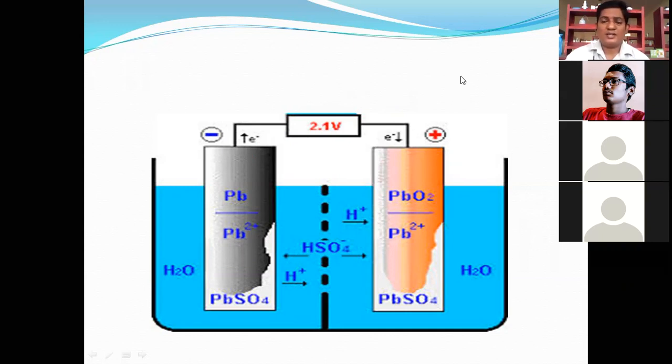When we compare the Leclanche cell with the lead acid battery, lead acid is a charging battery and Leclanche is a discharging battery. Lead acid has higher voltage, and Leclanche has lower voltage. Both have an acidic electrolytic medium. Leclanche has a shorter lifetime, whereas lead acid has a longer lifetime, is rechargeable, and has higher voltage.